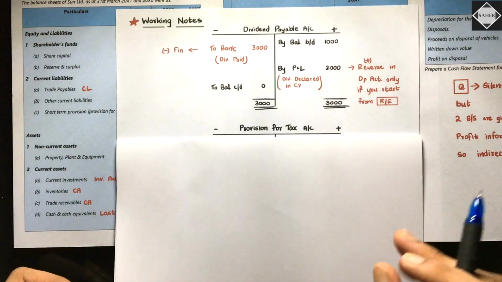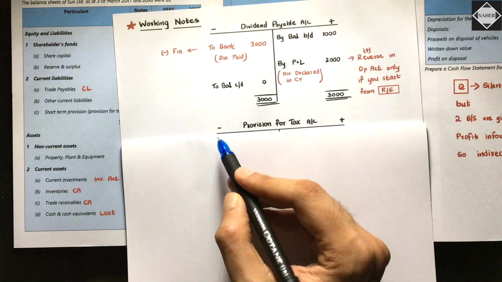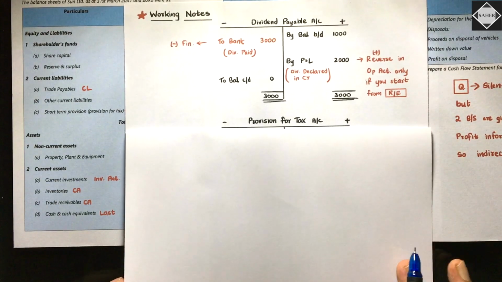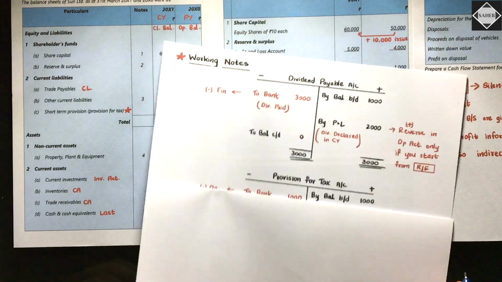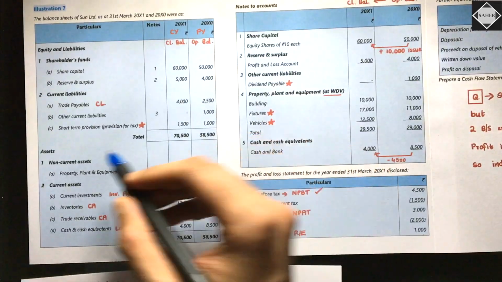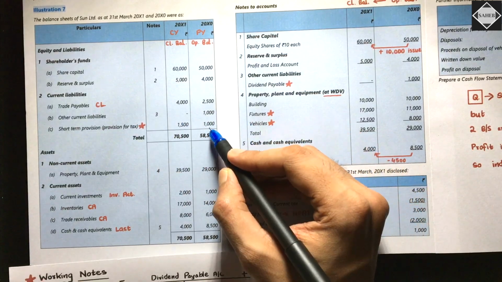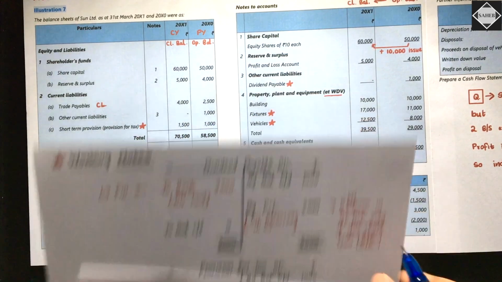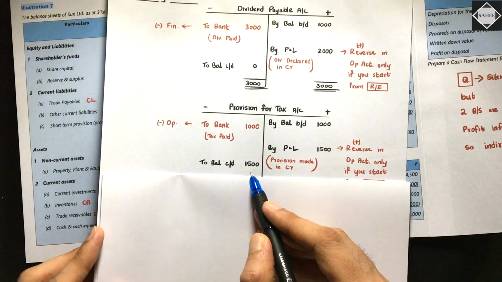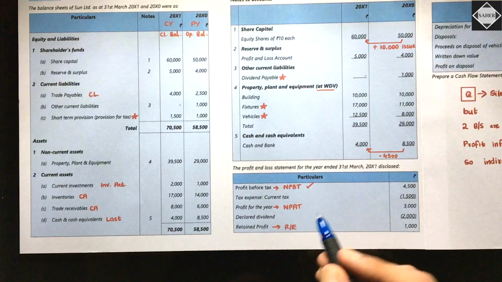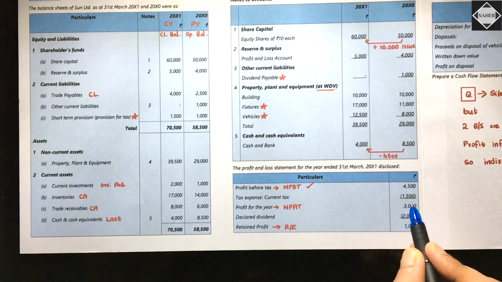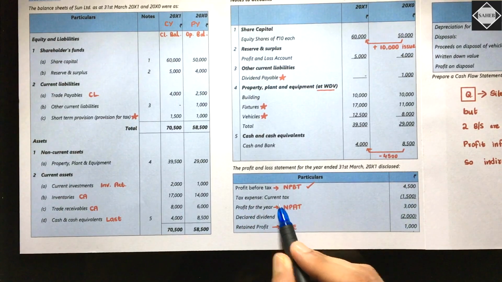So provision for tax, it's a liability account. Debit means minus, credit means plus. Opening balance on the credit side, by balance b/d, 1000 we will take. From where did we get this 1000? See, provision for tax, 1000 is the opening balance, closing balance is 1500. Clear? Simple. Then the question has said we have provided how much tax provision in the current year? 1500. Tax expense, current tax 1500. So this will come over here.